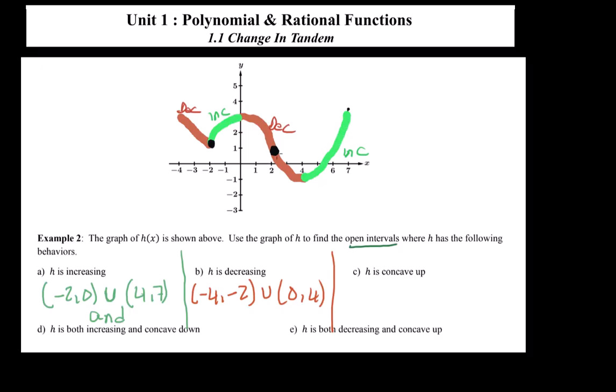Because this point, which we will learn later is called an inflection point, is where the graph switches from concave down to concave up. But this point does not have a concavity because this is a straight line. Then where is the concave up? The concave up is from 2 to 7.